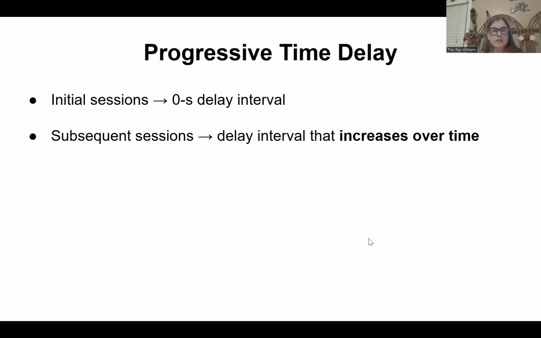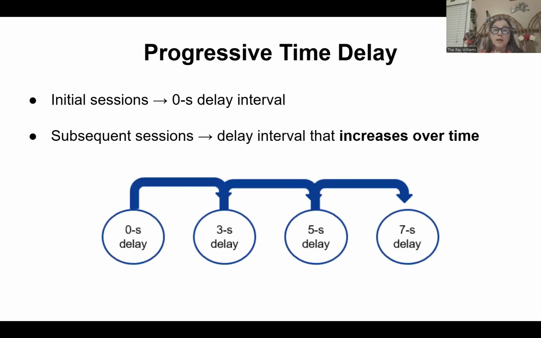All right, so again, with progressive time delay, those initial sessions have a 0 second delay interval, and then in your subsequent sessions, that delay interval gradually increases over time as the student becomes more proficient and fluent with the skill that you are teaching. And so it might look like this. We have a predetermined number of 0 second delay trials, so we might have 3 to 5 sessions of 0 seconds. Then we're going to move to a 3 second delay interval, then a 5 second delay interval, then a 7 second delay interval.